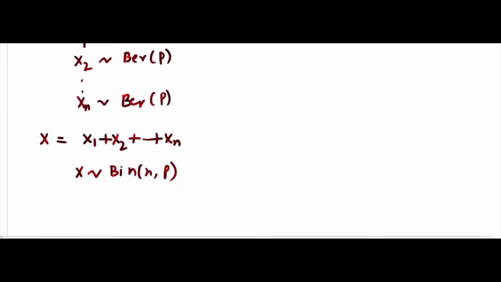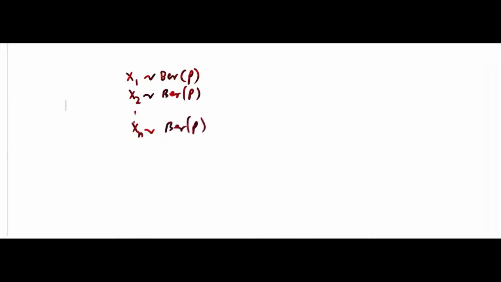That will be a binomial distribution, right? What I'm saying is, individually it's a Bernoulli distribution. x1 follows Bernoulli p, x2 follows Bernoulli p, and xn follows Bernoulli p. Then I want to add all this. So if I write summation of xi, that will follow binomial np.